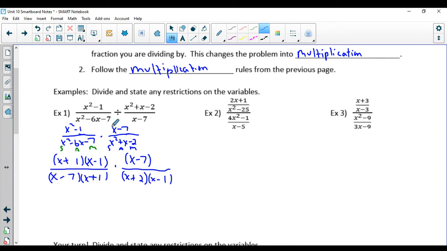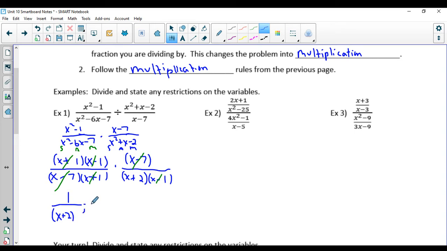All right, now that we're factored, we can look to cancel out any like factors on the top with any like factors on the bottom. So I have x plus 1 on the top with an x plus 1 on the bottom, an x minus 7 on top, x minus 7 on the bottom, and an x minus 1 on top, x minus 1 on the bottom. So I'm left with nothing on the top, which means when things cancel, they cancel to 1, so I'm left with a 1 on top. And the only factor I have left on the bottom is x plus 2.